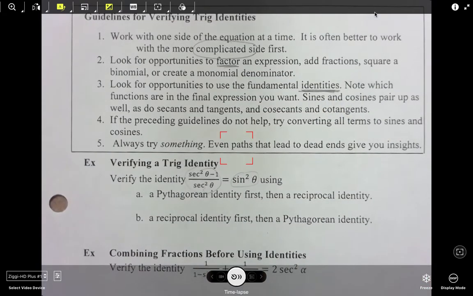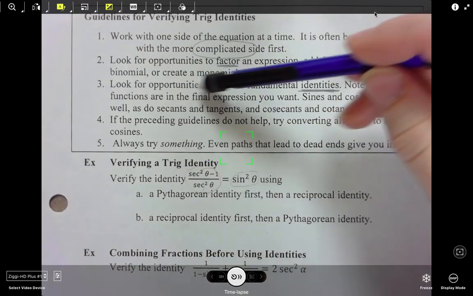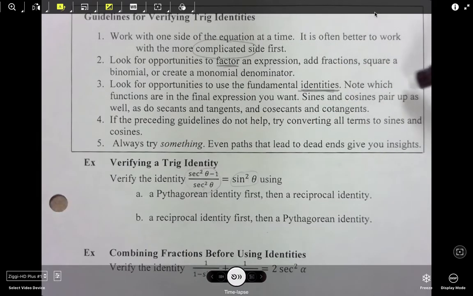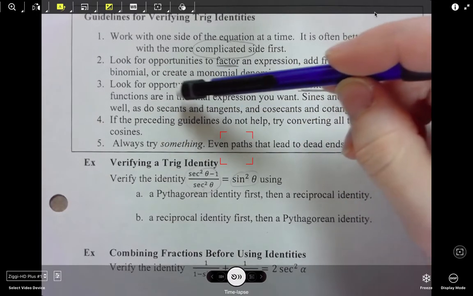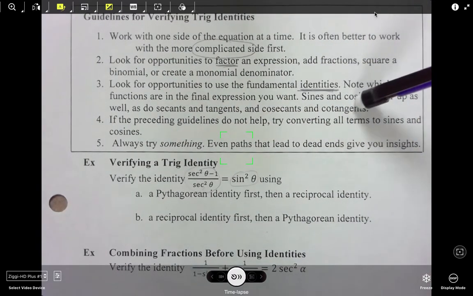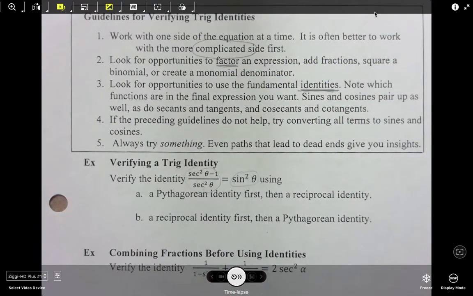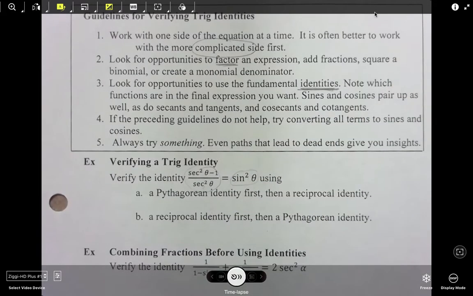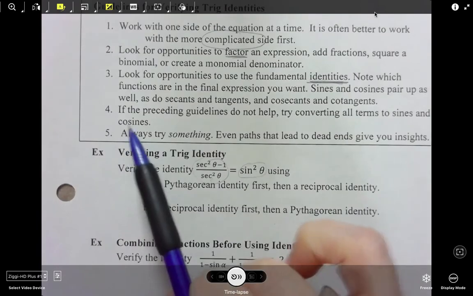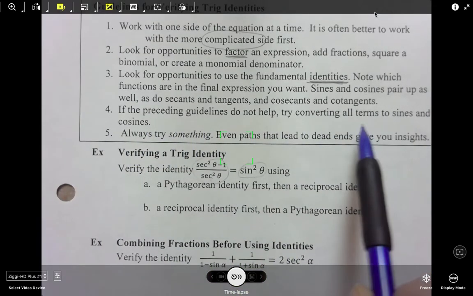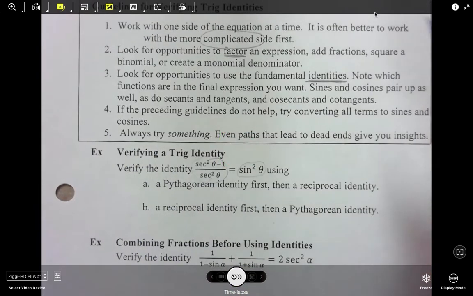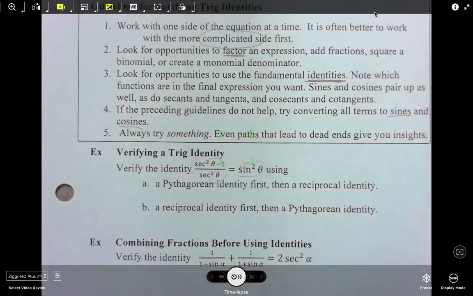That's huge. Number 4, note which functions are in the final expression you want. Sines and cosines pair up as well, as do secants and tangents and cosecants and cotangents. If those pairs are used together and they can help you reduce one side of the equation down, that's going to help significantly. Number 5, if the preceding guidelines do not help, try converting all terms to sines and cosines. If everything else fails, switch it all to sines and cosines.